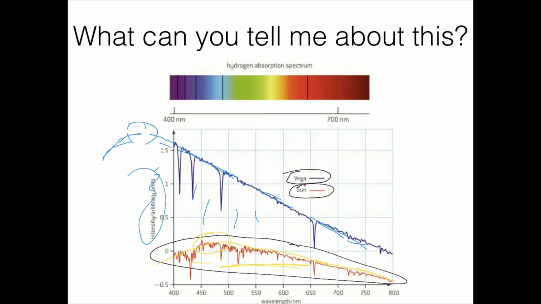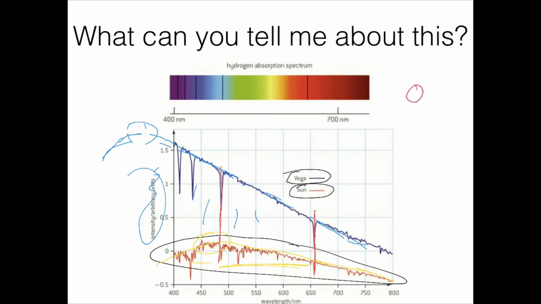Okay, so hopefully that's one of the things that you're seeing in connection with what we did before. Now, something else I hope you're seeing is, look at the absorption spectra right here. Okay, that one right there. This dip, these dips are specific places where the light from the sun is getting absorbed by the gases that are in the photosphere of the sun.